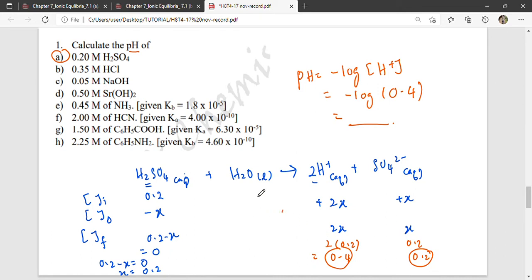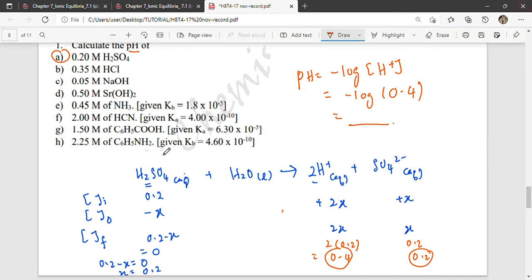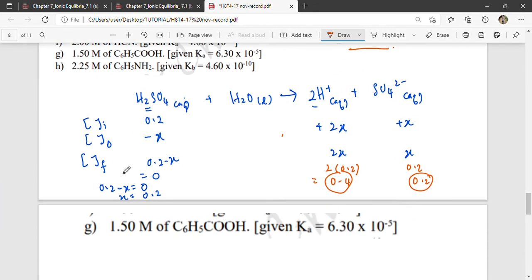Okay, we get the answer. So what I want to show here is the coefficient. You need to check whether the dissociation will produce 1 mole of H plus, or 3 moles, or 2 moles of H plus. So it depends on the molecular formula of the acid to determine the concentration of H plus.